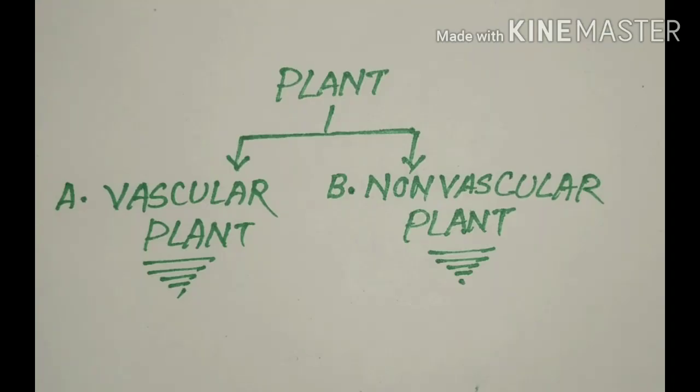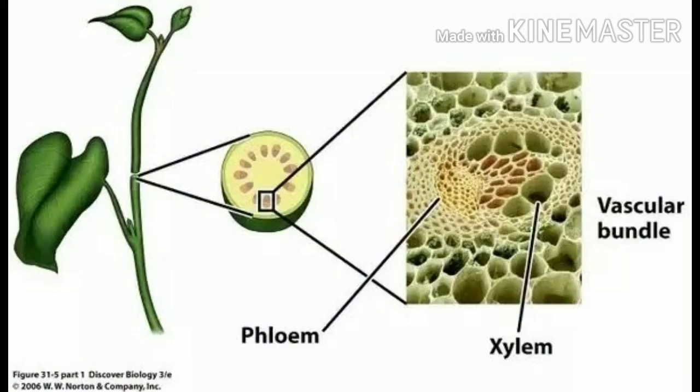On the basis of the presence of vascular bundle, we can divide plants into two groups, and they are vascular and non-vascular plants. Vascular plants contain xylem and phloem tissues. They help in the distribution of water and food material in the plant body.